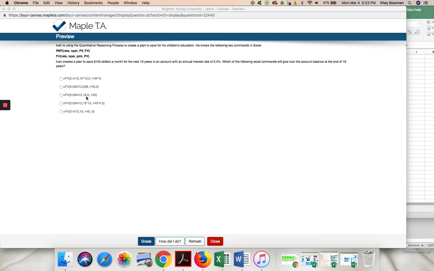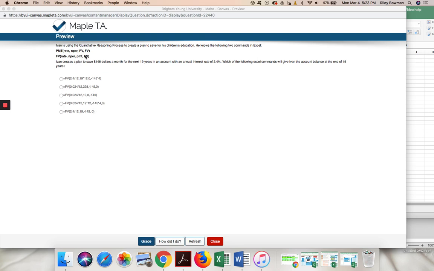This one just says 19. That means 19 months. So it's just barely over a year and a half. So this one is not correct. I need it for 19 full years. This one is 19 times 12, which is perfect. So these two are looking good so far.